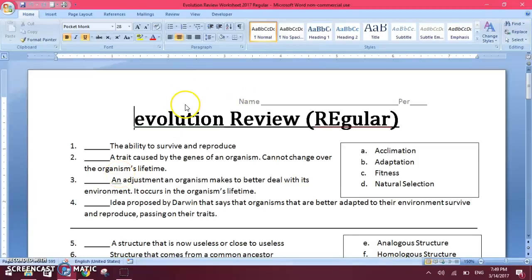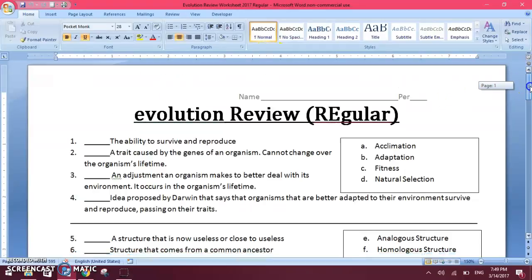Alright, so today we are going over the review. You guys have a test tomorrow, so this is the evolution review. A lot of you guys were here yesterday. A lot of you weren't here yesterday. So if you don't have this done, you need to fill in the answers because you're going to need to know all of this for the test, okay?